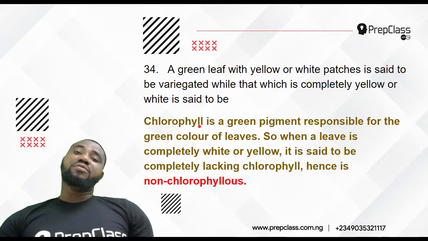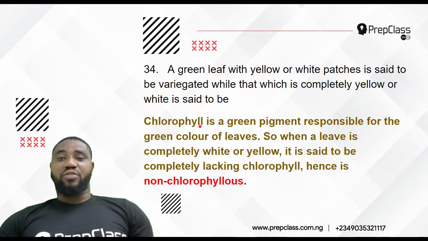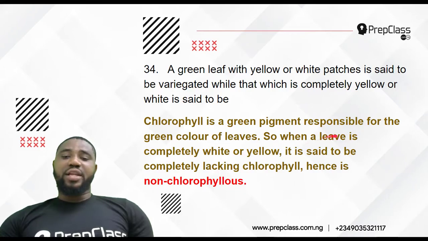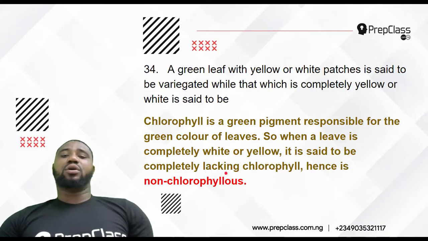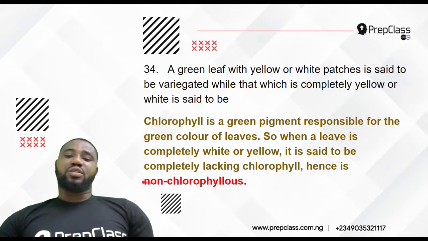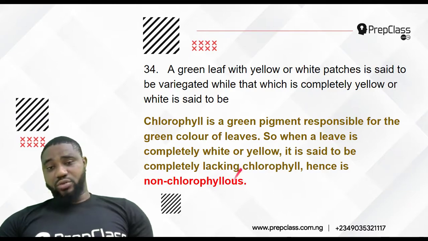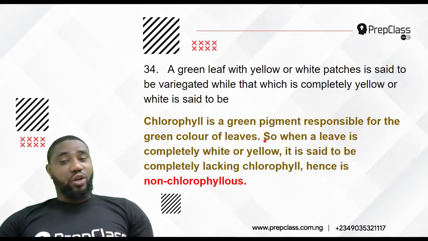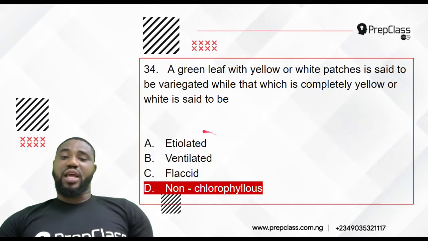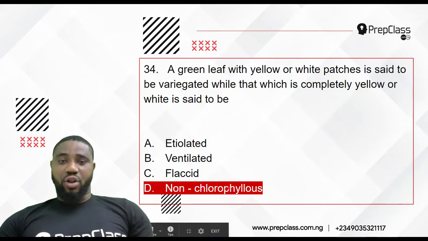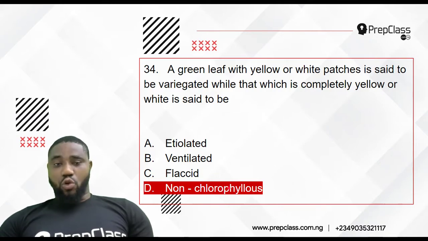So when a leaf is not green or is not very green, that leaf may not be photosynthesizing. When a leaf is completely white or yellow, it is said to be completely lacking chlorophyll. Hence, it is non-chlorophyllous. So a leaf that is white or yellow in color is lacking chlorophyll. It's not etiolated, it's not ventilated, it's not flaccid, but it's non-chlorophyllous because it is lacking chlorophyll.